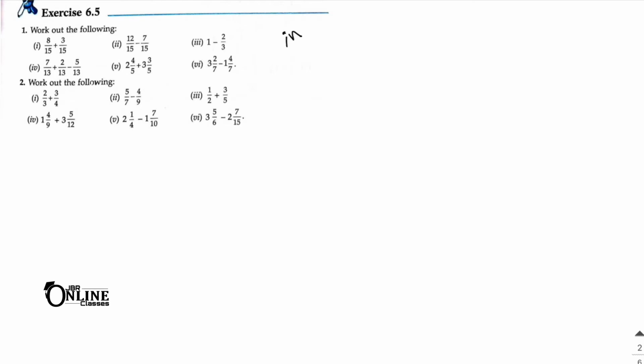Now sum number 4. 1 whole 4 by 9, 3 whole 5 by 12. So that means here 13 by 9, and here 12 into 3, 36.